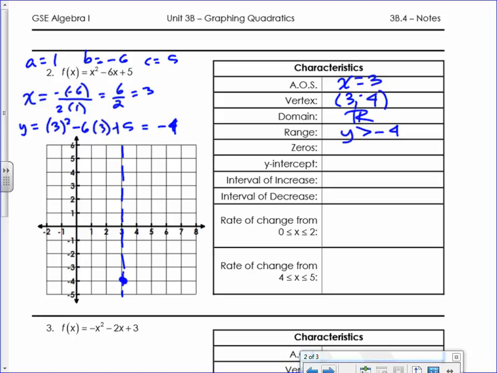Remember how on a previous problem, instead of zeros, it says x-intercepts? Why is that okay? They're interchangeable. Remember those four interchangeable words: zeros, x-intercepts, roots and solutions. Those are interchangeable. So this time they said zeros. It's the same as an x-intercept. So some of you might need to write x-intercept there.